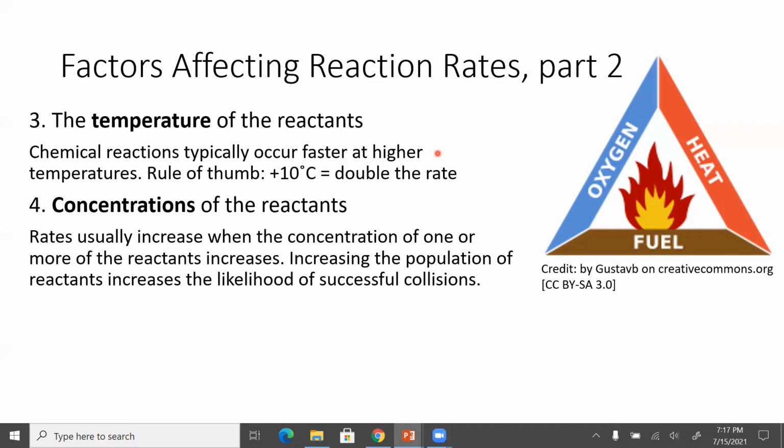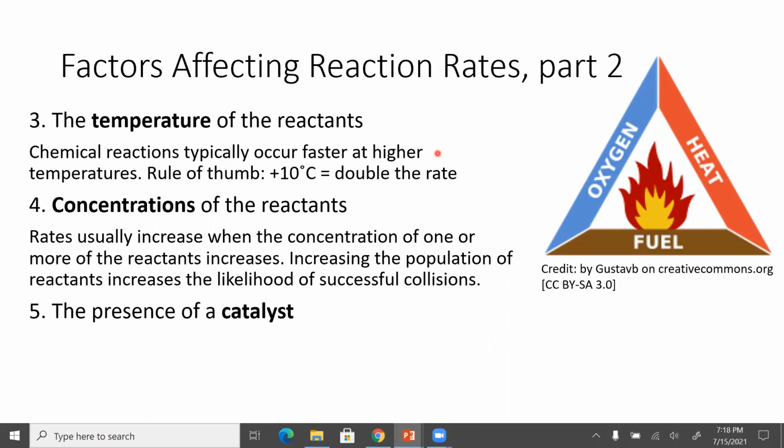Okay, usually the concentration affects the reaction in a direct way. As we increase the concentration, it increases the reaction rate. And the reason for that is we're increasing the chance, the likelihood, the probability that reactants are going to come in contact with each other. The more we have, the more likely they're going to come in contact with each other, and the faster the reaction will go, the higher the reaction rate will be.